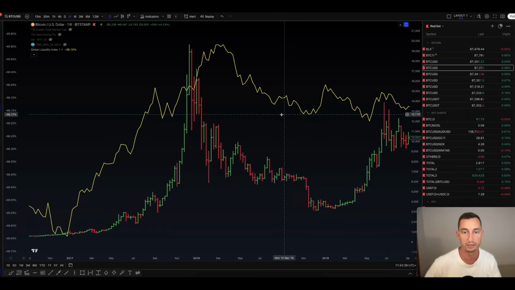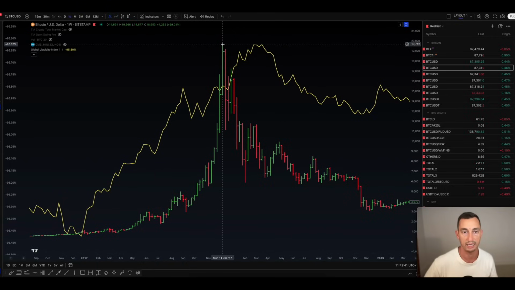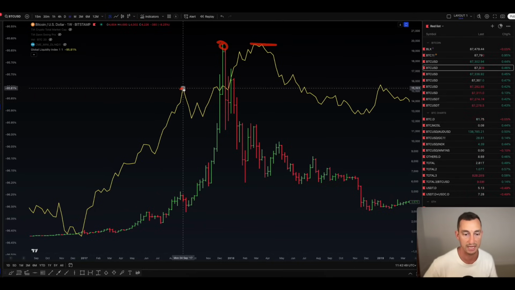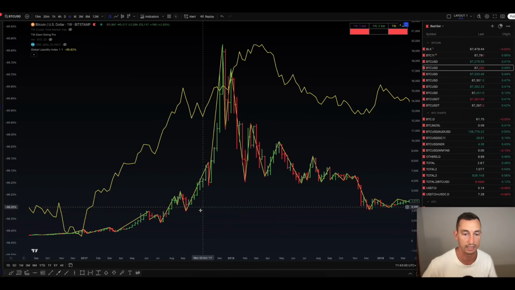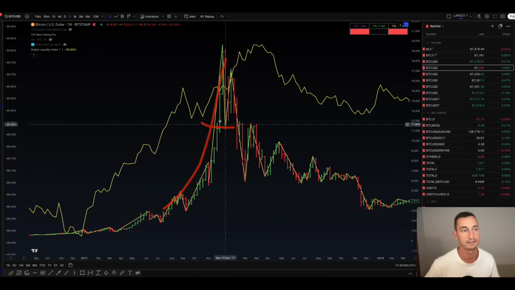As an example here, 2017, it peaked in December 2017. The Global Liquidity Index peaked somewhere around February, March, but it also peaked in September when Bitcoin was sitting at $4,500. So do you sell once this turns down here, or do you keep holding on for the ride? That's why I think the swing indicator is a much better tool to help you hold on for the ride and then get out somewhere closer to the top.